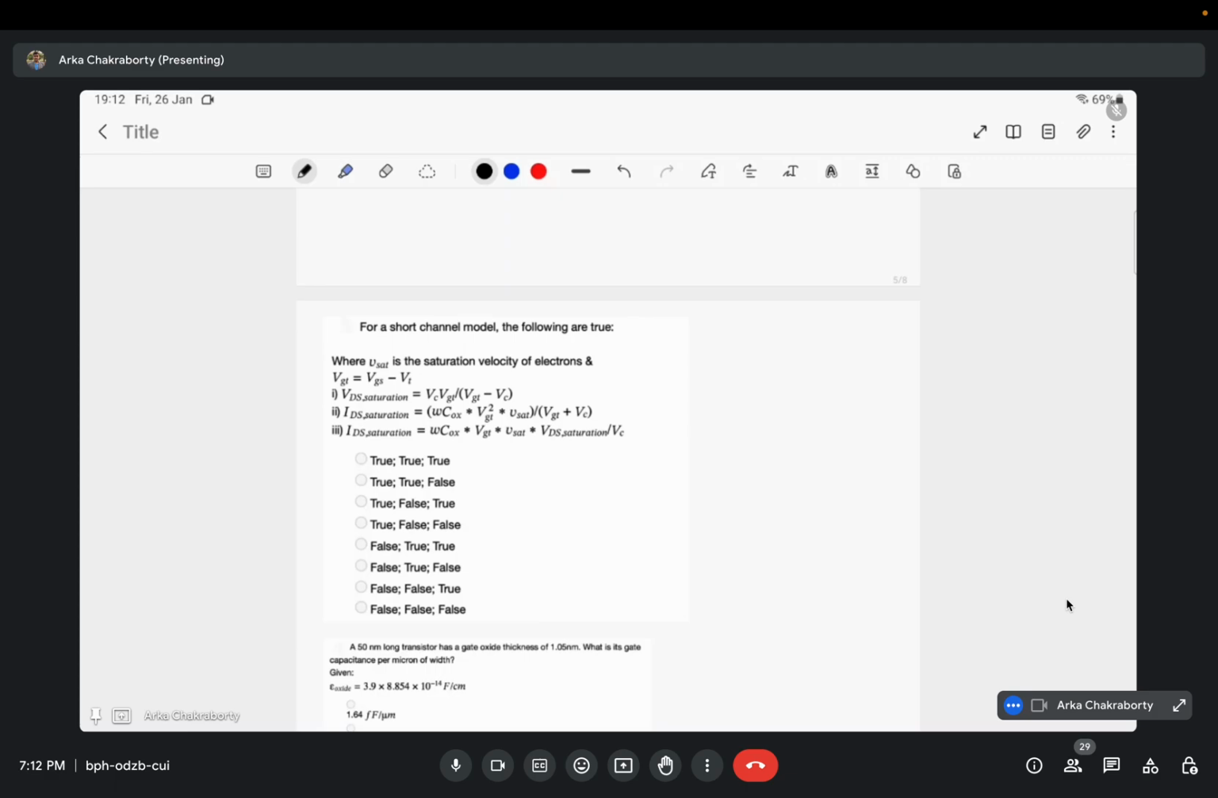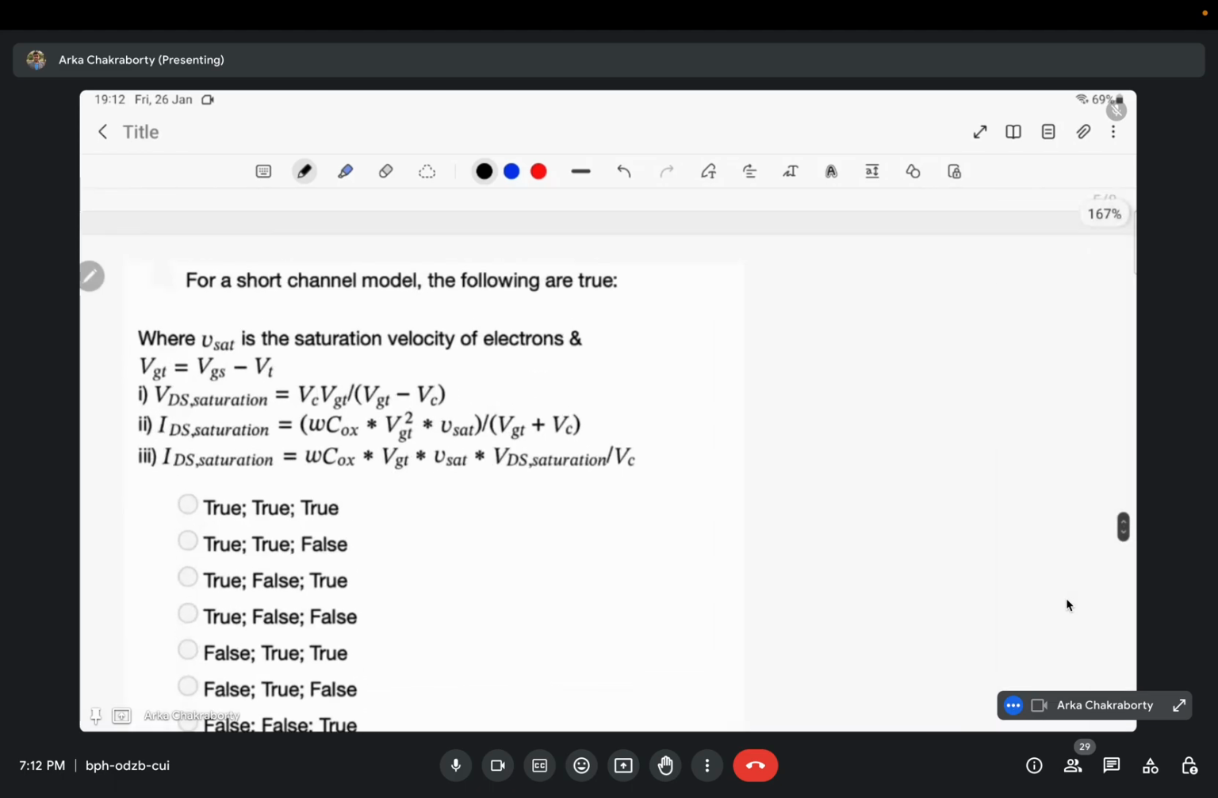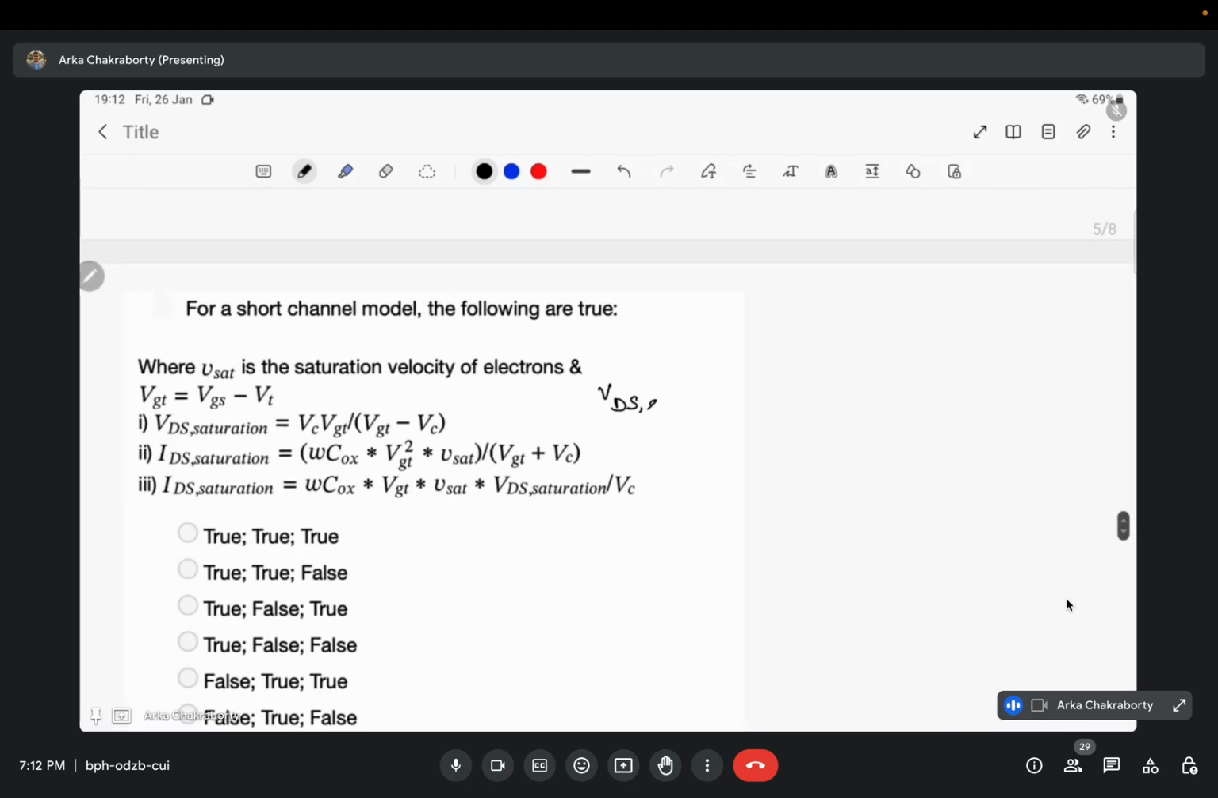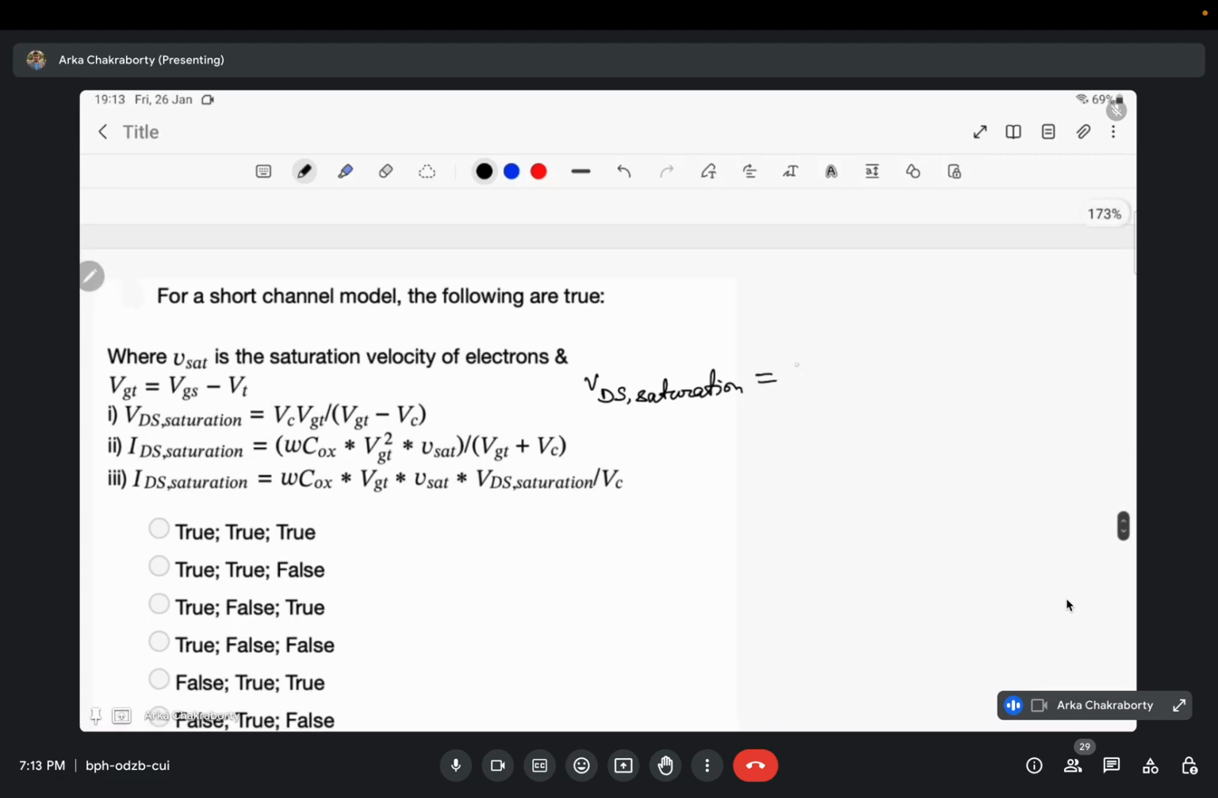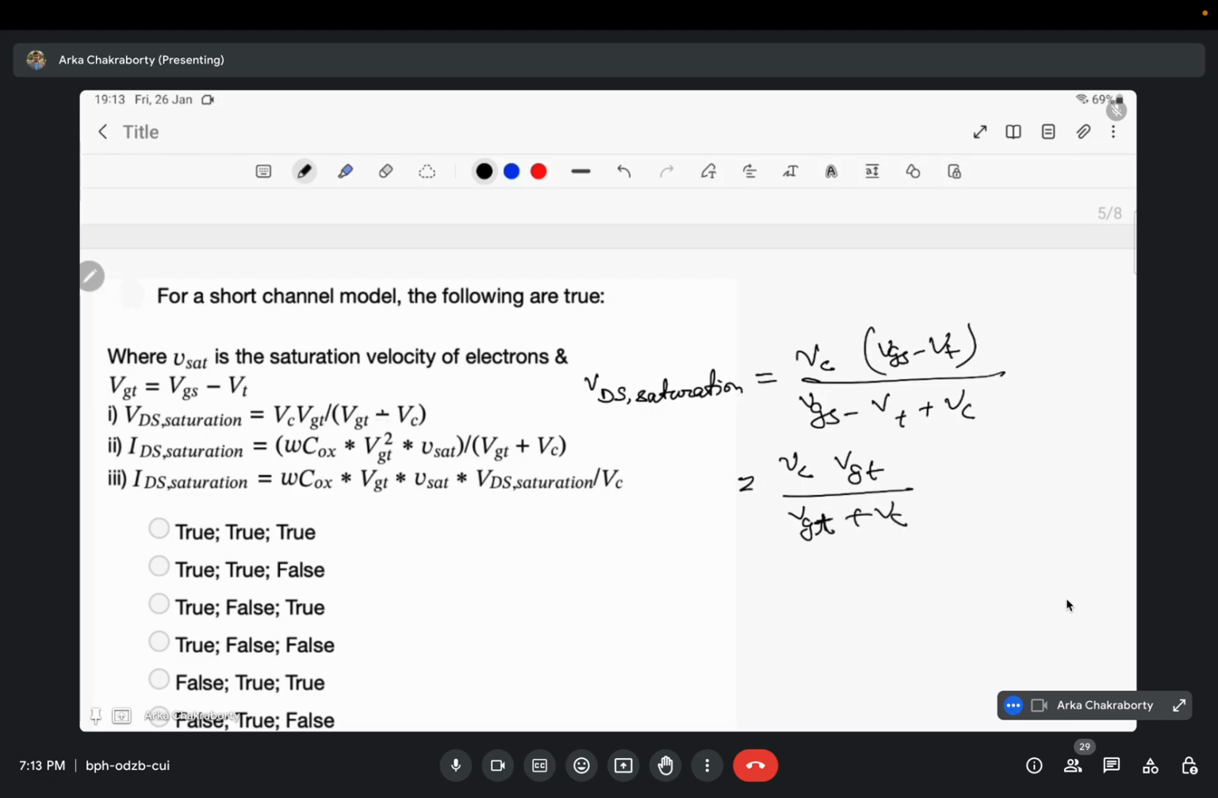If you see, the formula is VDS in saturation is equal to Vc into Vgs minus Vt, which is written as Vgt. Okay, Vgs minus Vt plus Vc. So I can rewrite it as Vc Vgt plus Vc. As here minus is given, so it is false. Okay, as it should be plus, as minus is given, so it is false.